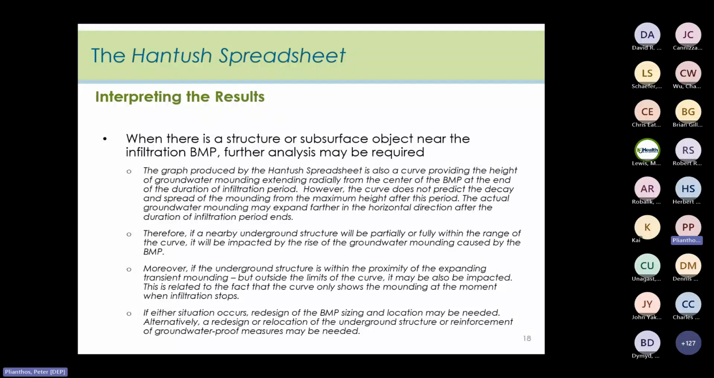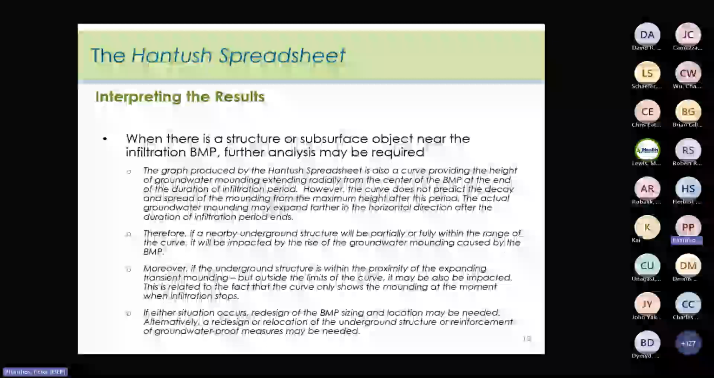There are some limitations associated with how the hand-touch spreadsheet operates. The graph produced by the spreadsheet is comparable to a snapshot in time of the mounding that occurs at the end of the duration of infiltration period. Since it's the snapshot, it does not depict what happens over time, as the mounding height decays and spreads out.